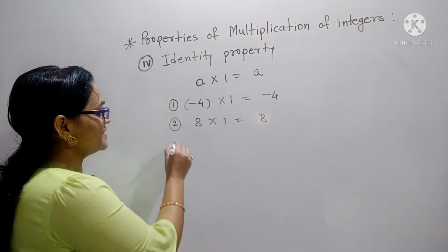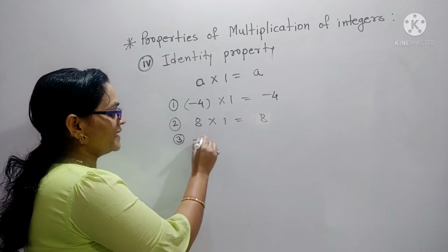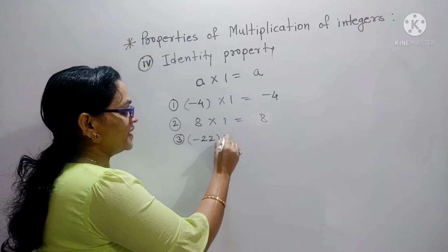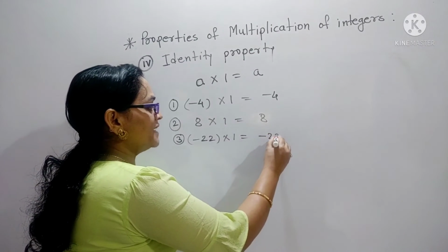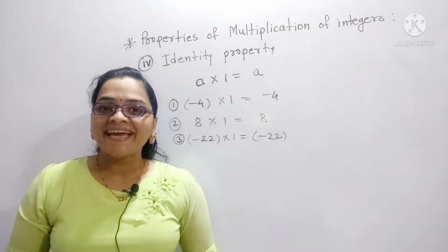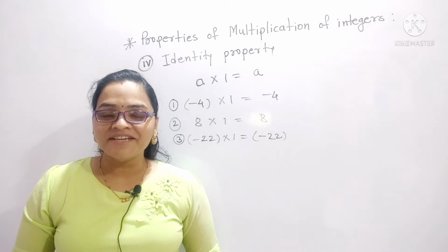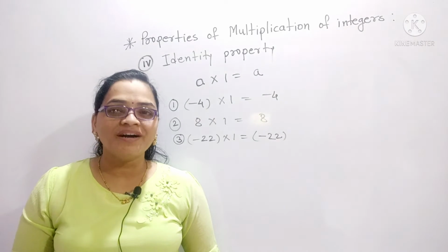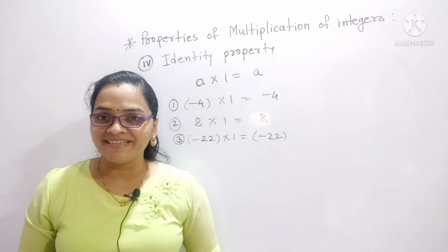Next, third example: minus 22 into 1 is equal to minus 22 only. Hence 1 is called the multiplicative identity, or identity element, of an integer.